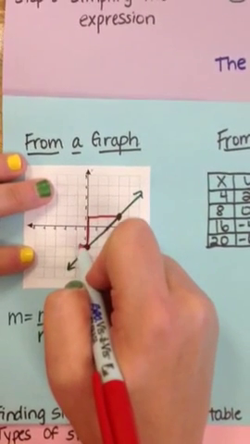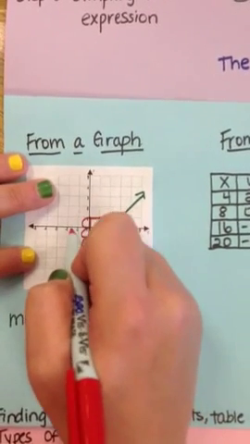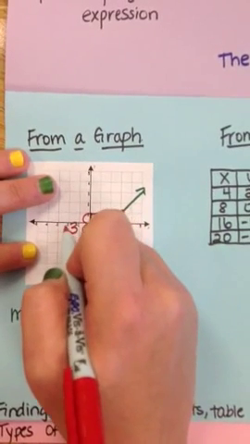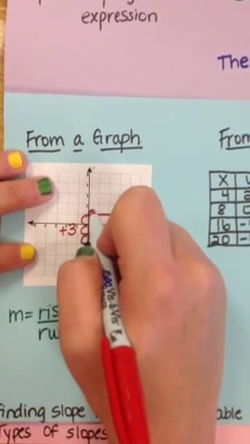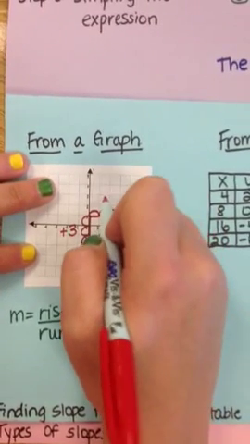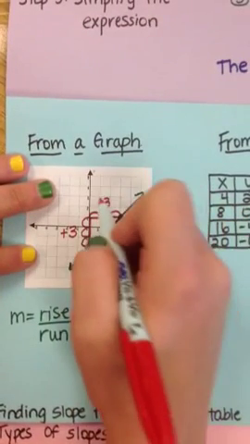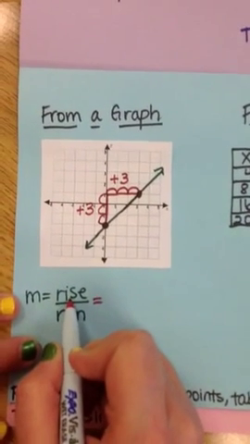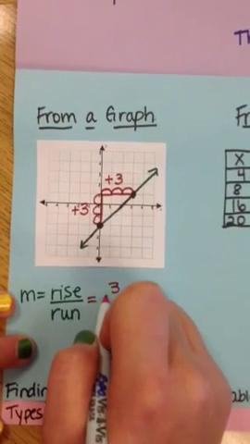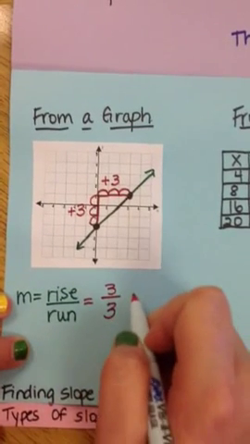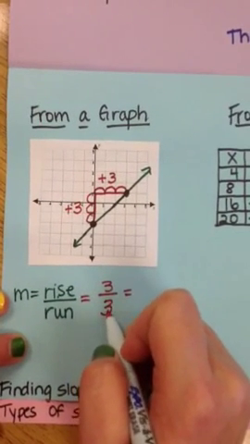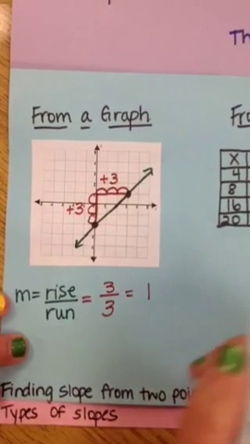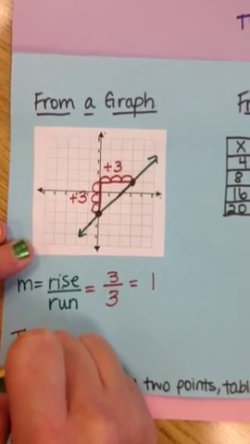So how much did I rise? 1, 2, 3. And since I went up, it's +3. And then I ran 1, 2, 3. And since I went to the right, it's a +3. So down here, I rose 3, and I ran 3, and then I divide. 3 divided by 3 gives me 1. So in this case, the slope is 1.